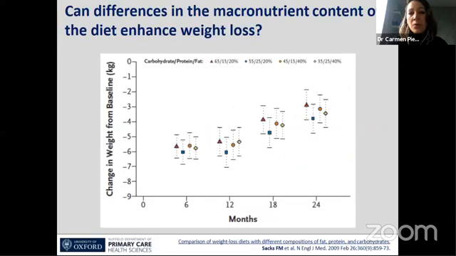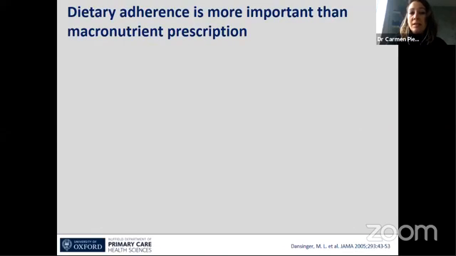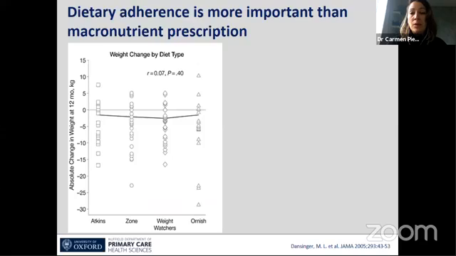So in general, can we say that diets with different macronutrient contents can achieve different changes in body weight? Well, this is again a trial in 2009 in the New England Journal of Medicine, testing different diet compositions in terms of carbohydrate, protein, and fats. As you can see, at every time point, the changes in weight from baseline are very minimal. So all of these different diets with different macronutrient compositions are achieving very similar changes in body weight at every time point. What matters really is dietary adherence, which is more important than the macronutrient prescription.